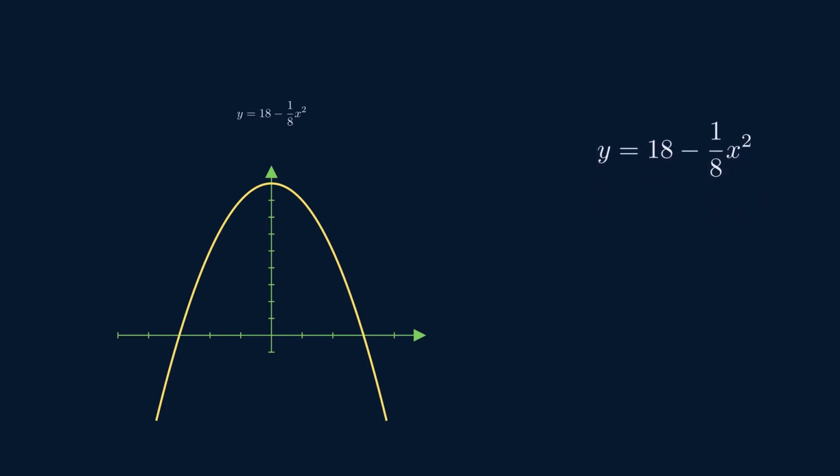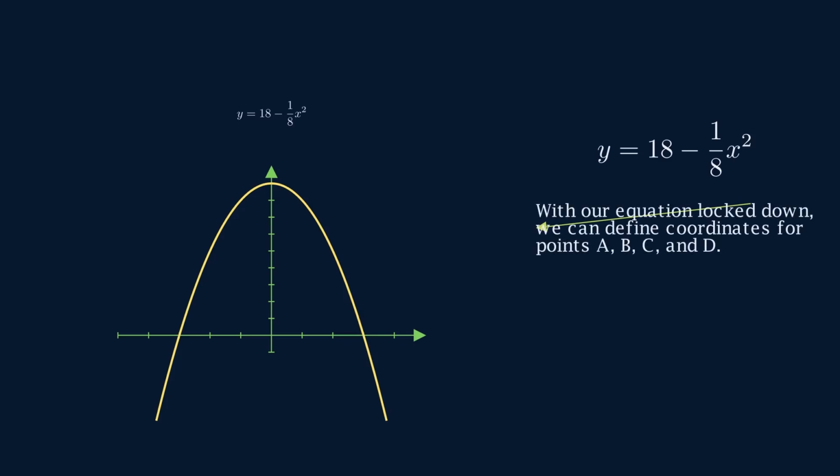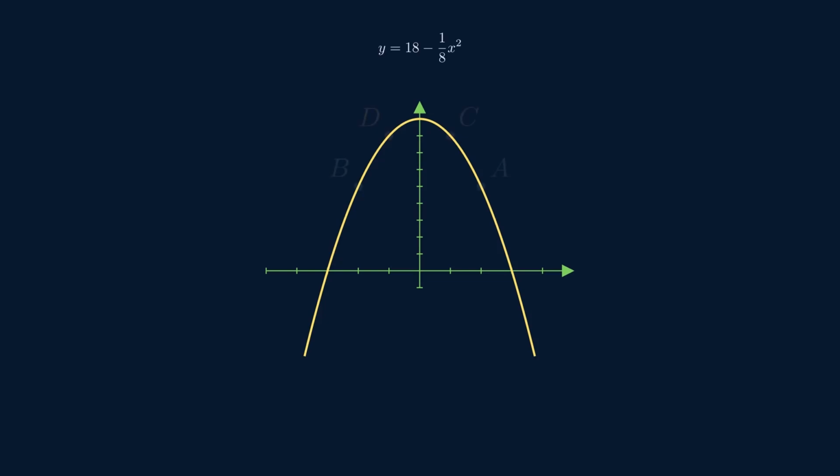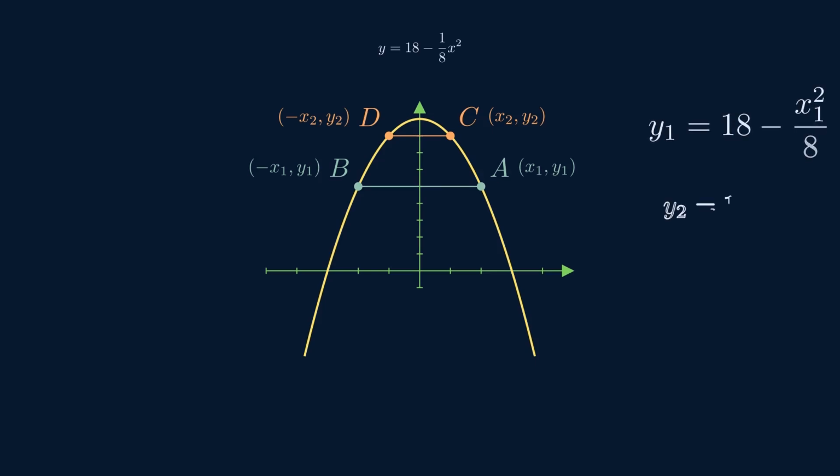Nice and neat, right? With our equation locked down, we can define clearly the coordinates for points A, B, C, and D. Because beams AB and CD are horizontal, each pair of points, AB and CD, must share the same y-coordinate. Given the symmetry, we conveniently represent points A and B as (-x1, y1) and (x1, y1), and points C and D similarly as (-x2, y2) and (x2, y2).